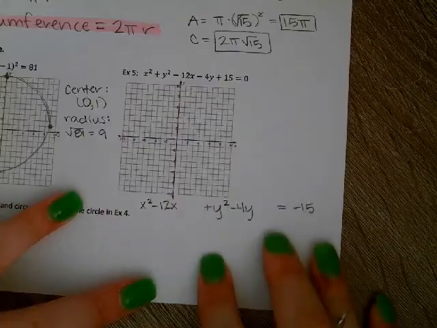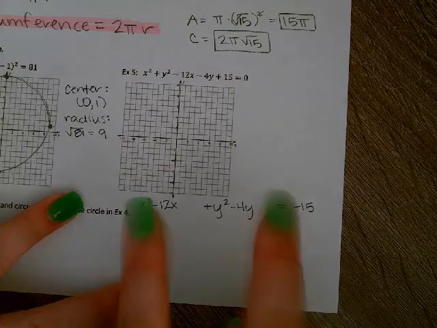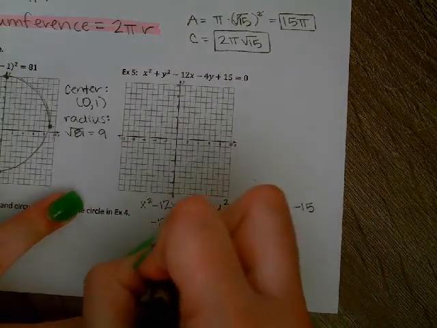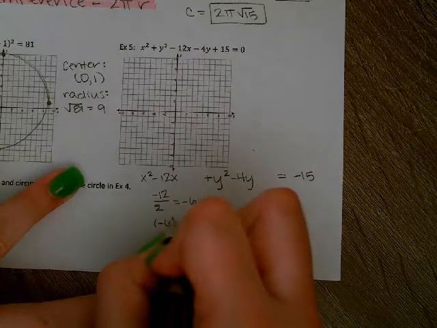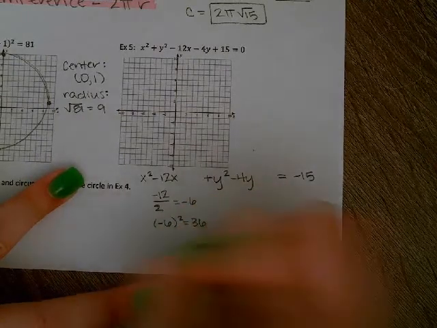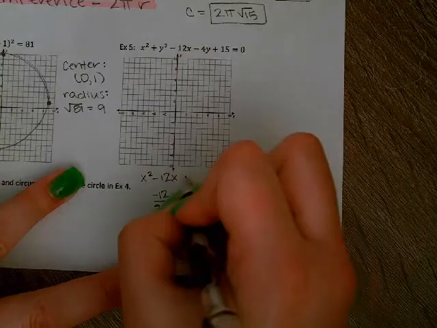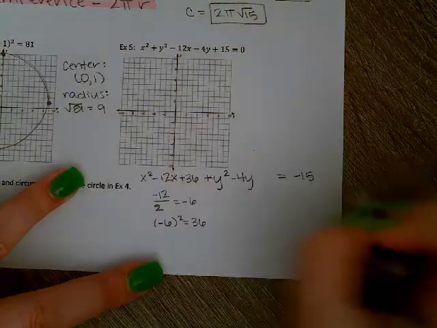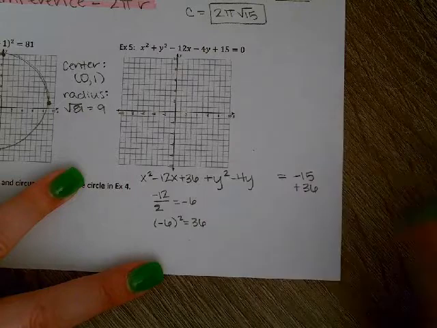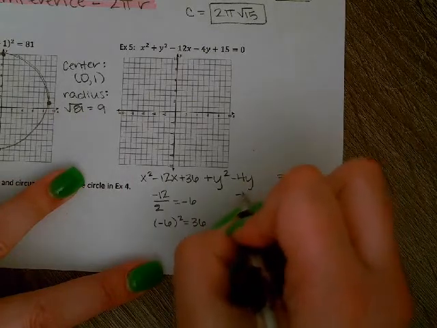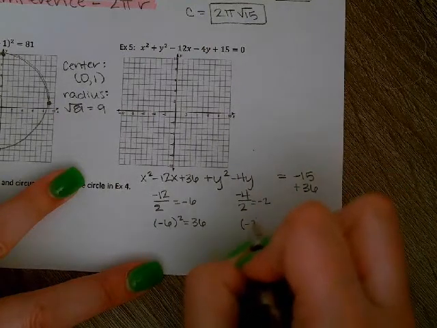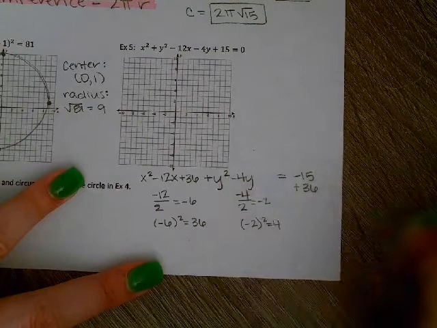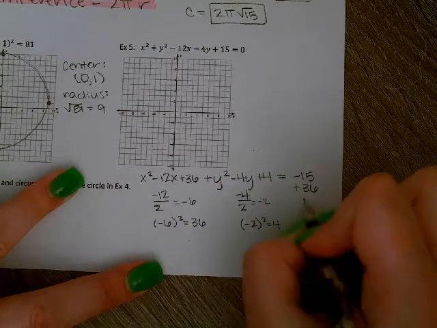Okay, so now I'm taking these, my middle terms, and dividing those by 2. Negative 12 divided by 2 is negative 6. Negative 6 squared is 36. So 36 is the number that completes the square. So plus 36 over here, plus 36 over here. And then I'm going to do the same thing with the y's. Negative 4 divided by 2 is negative 2. Negative 2 squared is 4. So 4 is the number that completes the square.